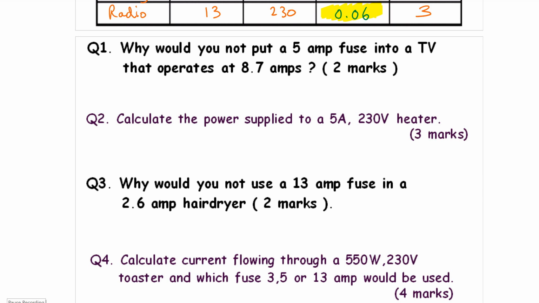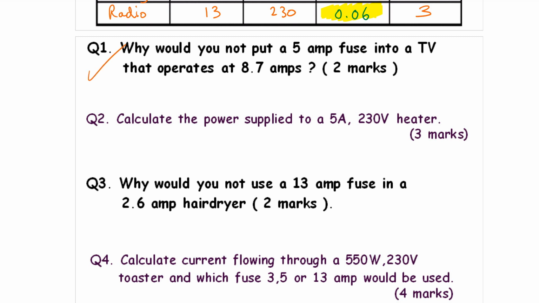Let's move on. Question 1. Why would you not put a 5 amp fuse into a TV that operates at 8.7 amps? The operating current is greater than the fuse, and so as soon as you turned on the TV, the fuse would melt and the circuit would be broken and the TV wouldn't work. So nice easy one there.